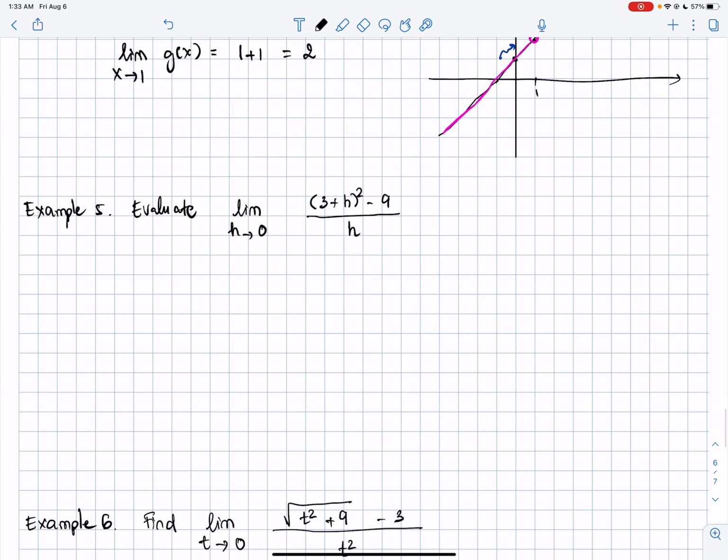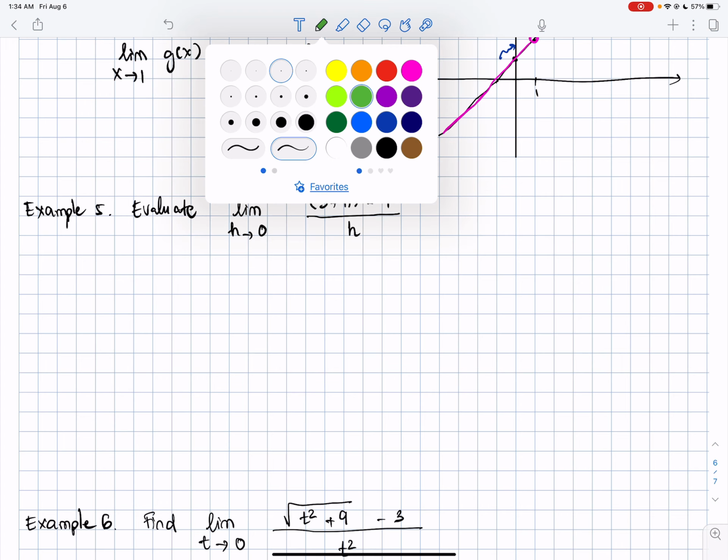Example number 5. If we just simply plug in h equals 0 right now, we will get undefined. So we need to find the limit when the function is well defined at a value. So we need to do some algebra to fix this function. We need to think about this as the function f of x, and we need to make the function f of x become a function g of x so that the function g of x is well defined at h equals 0. Okay, so we're going to do some algebra for that.